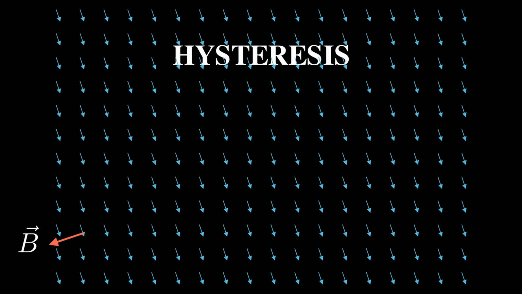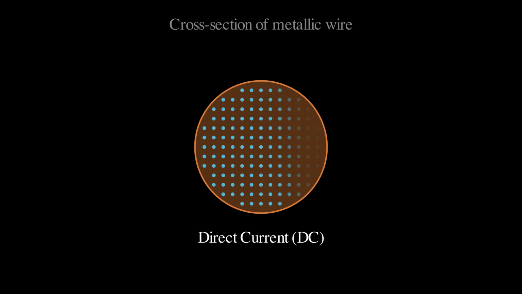But there's a problem. We can't use just any metal. For example, copper and aluminum. They have very large skin depth compared to that of iron. What is skin depth? When direct current flows through a wire, it distributes across the entire cross-section of the wire. However, when alternating current flows through a wire, it tends to crowd towards the outer surface or the skin of the conductor. This is the equation to find the skin depth, the effective depth from the surface of the conductor where most of the electrons flow.